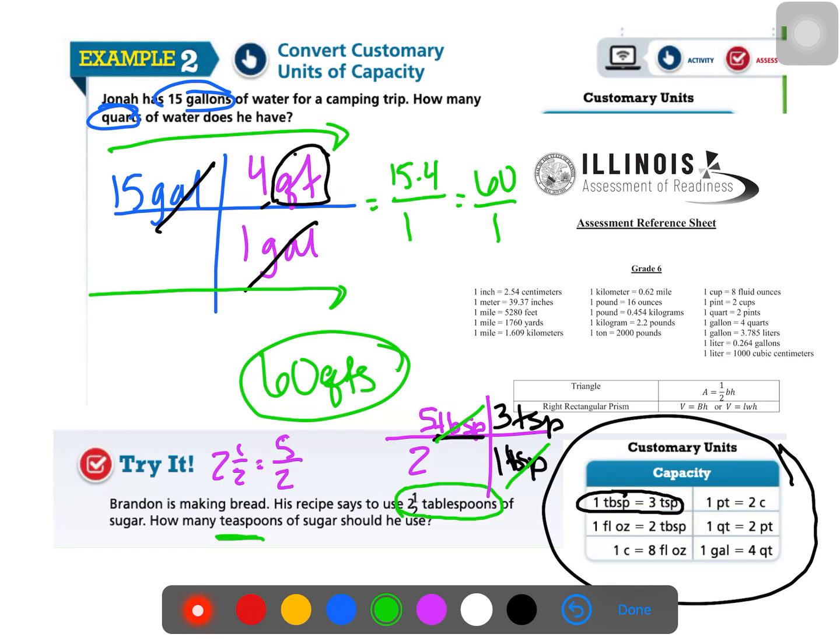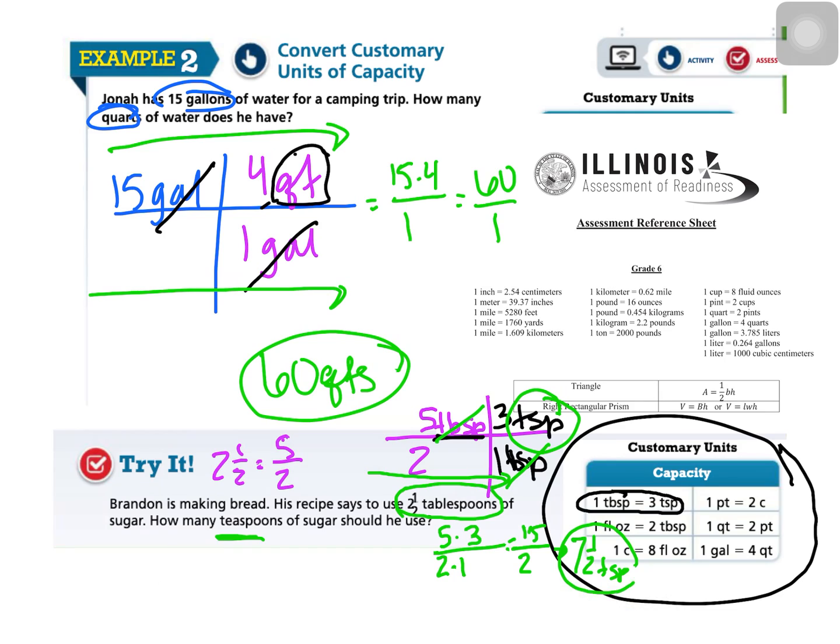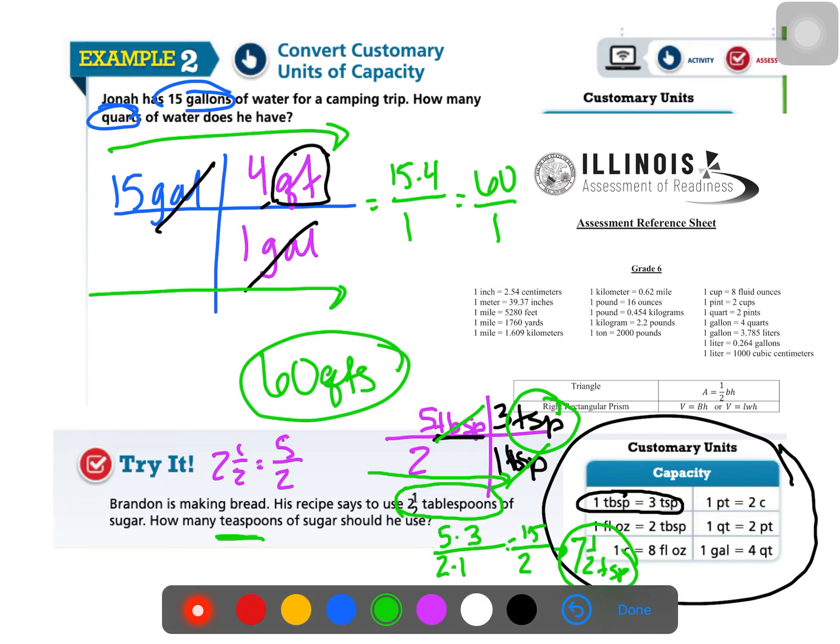Those units cross cancel and I'm left with the unit I want at the top. Now I'm going to multiply across and go 5 times 3 over 2 times 1. This time was different because you had numbers on the bottom that you're multiplying with. 5 times 3 is 15, 2 times 1 is 2, and that simplifies to 7 1/2 teaspoons as your answer.